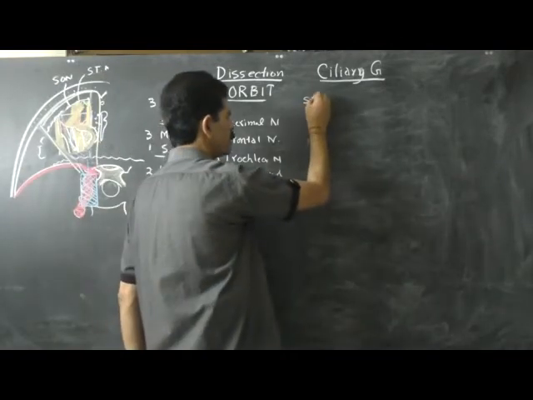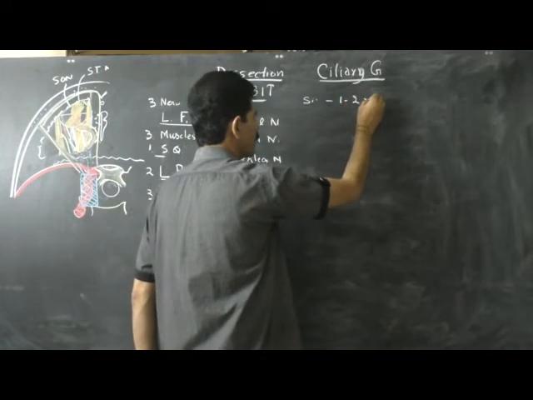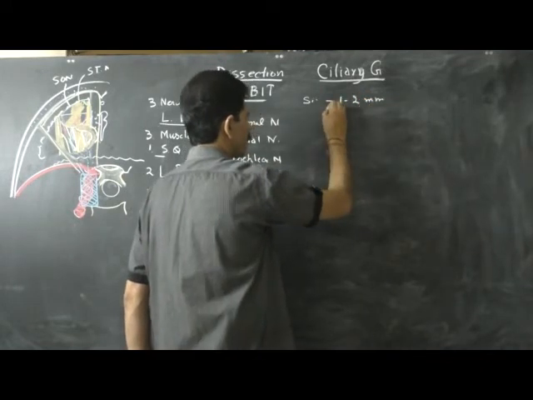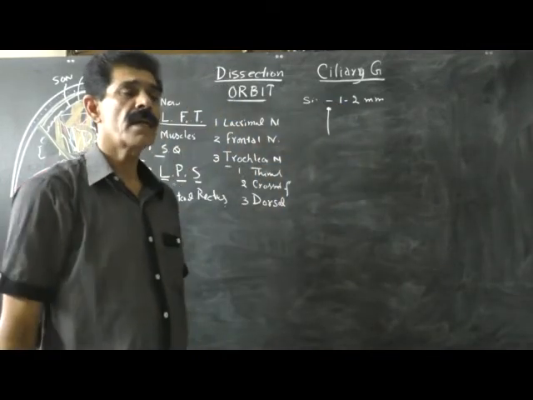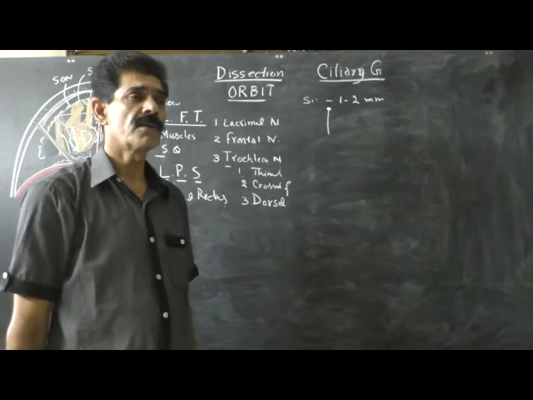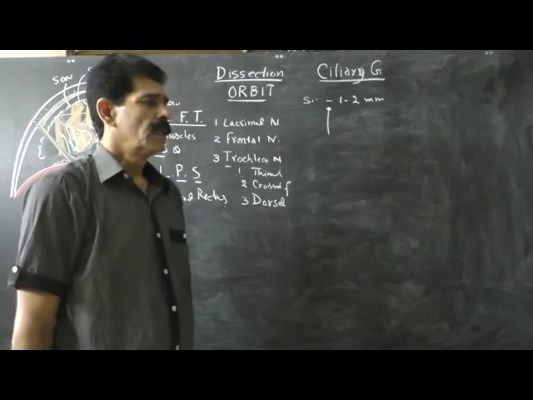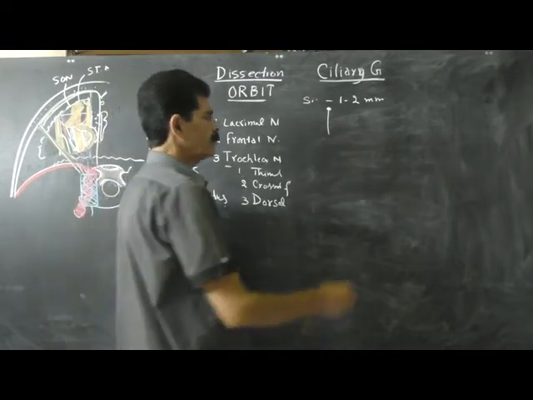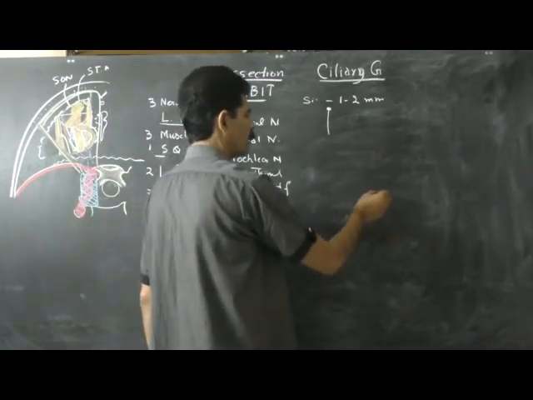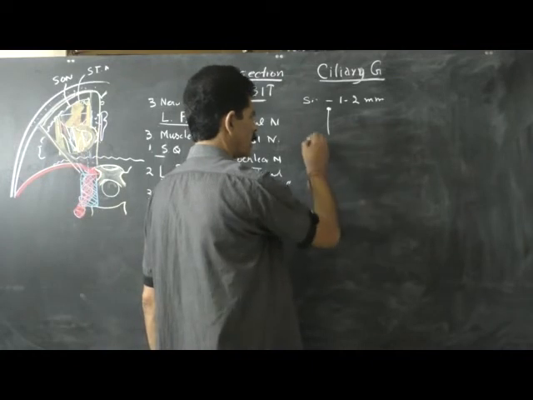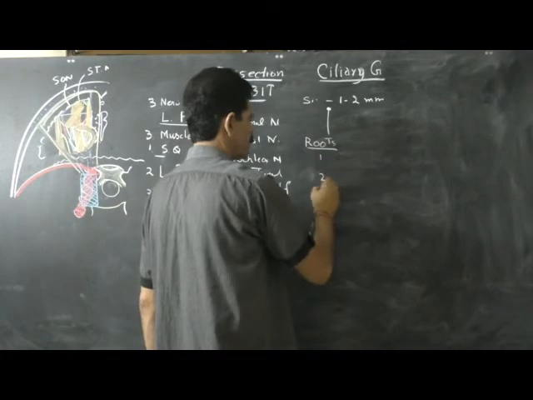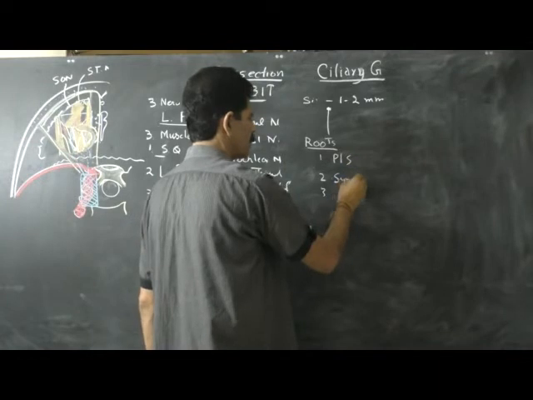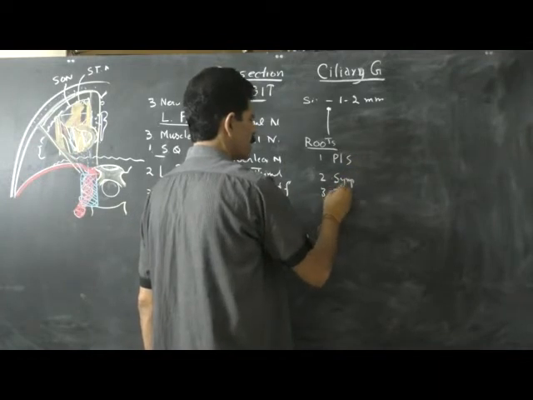Regarding its size, it is 1 to 2 mm. So it is of pinhead size, very small, but a very important ganglion, like the otic and all the other ganglia we have done. So this ganglion has got 3 roots. One is the parasympathetic root, the other is the sympathetic root, and the third is the sensory root.